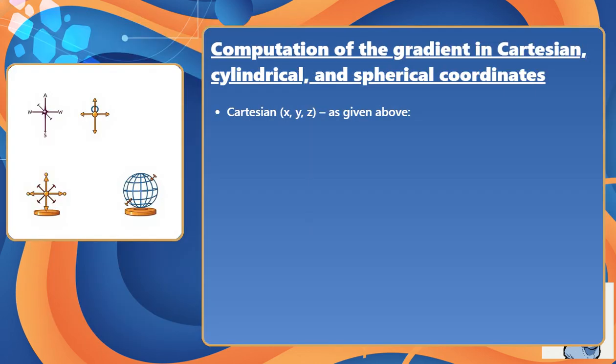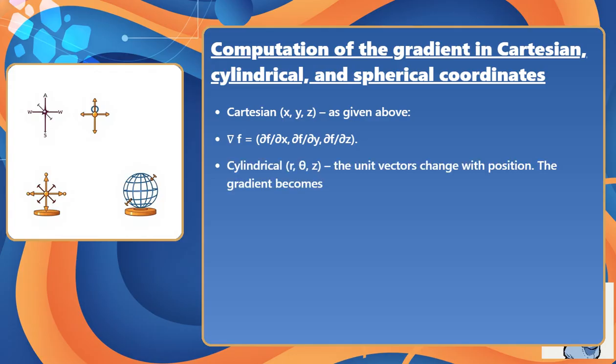Cartesian, as given above: nabla f equals partial f over partial x, partial f over partial y, partial f over partial z. Cylindrical, r theta z: the unit vectors change with position. The gradient becomes nabla f equals e hat r times partial f over partial r plus e hat theta times 1 over r times partial f over partial theta plus e hat z times partial f over partial z.